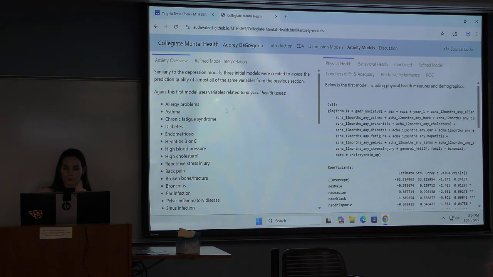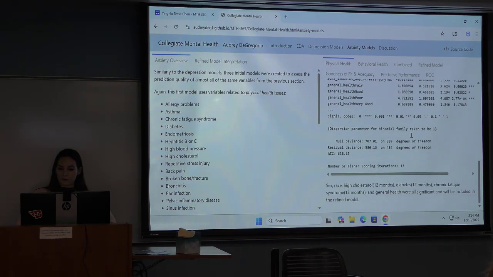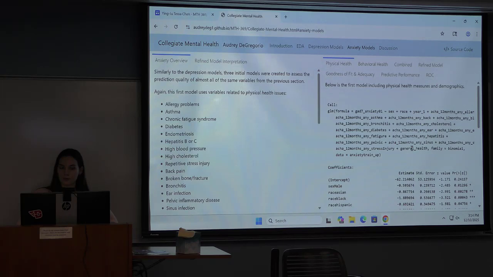I'm going to jump through anxiety for a little bit because it's very similar, but I'm almost out of time, so I wanted to go through. So really similarly, I did the same type of thing with sex, race, high cholesterol, diabetes, chronic fatigue syndrome, and general health being significant for anxiety.